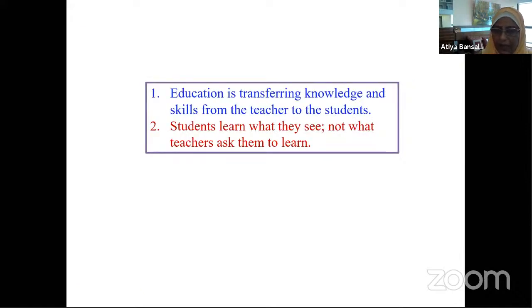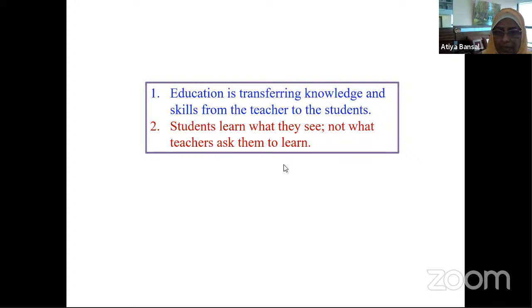Education is transferring knowledge and skills from the teacher to the students. I asked you to remember it because we'll find it useful at the end. And the students learn what they see, and I told you specifically school children, because by the time they come to the college, they are already adults, not what teachers ask them to learn.